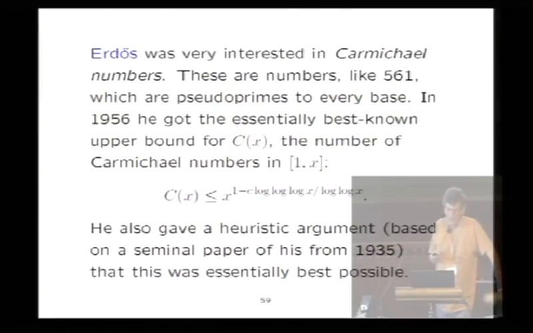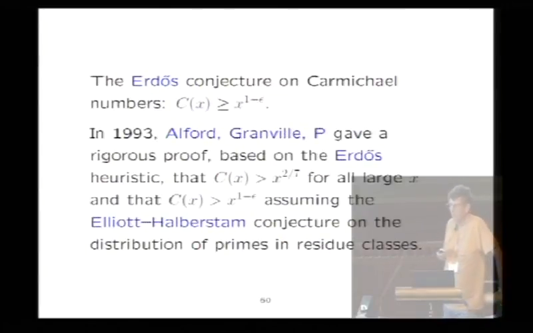It says that C of x, the number of Carmichael numbers up to x, is less than or equal to x to the 1 minus epsilon, where the epsilon tends to 0 slowly as x tends to infinity. That epsilon is constant times triple log over double log. Now, he also gave a heuristic argument based upon a seminal paper of his from 1935 that this was essentially a best possible result. Now, the shape of this is x to the 1 minus epsilon, and if this is best possible, he's saying that C of x is greater than or equal to x to the 1 minus epsilon for all sufficiently large x.